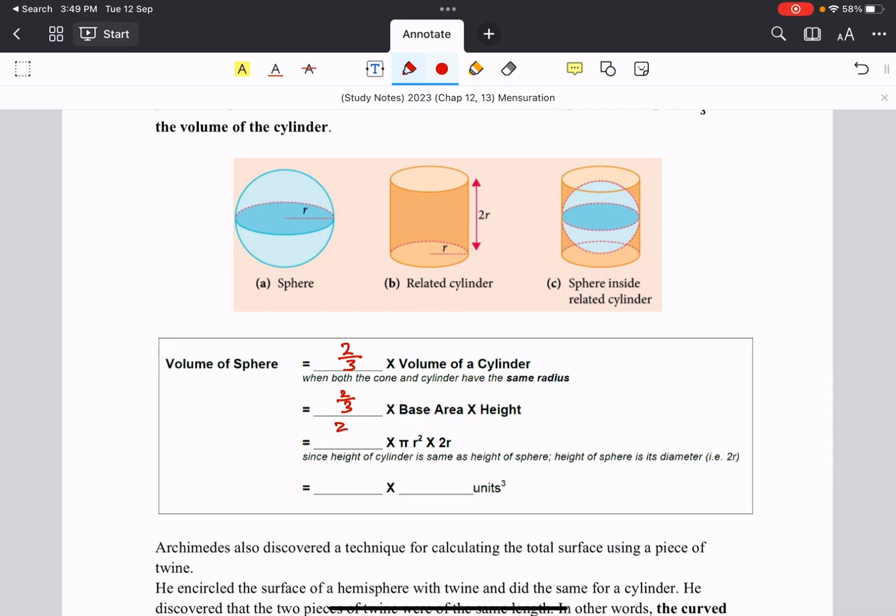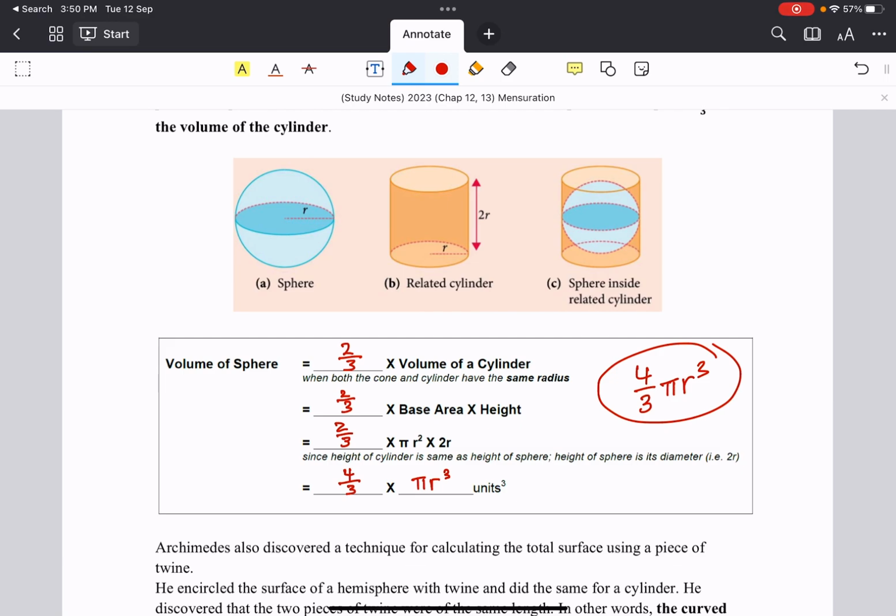So 2/3, and when we simplify them together, we get 4/3 times pi r cubed. So the volume is 4/3 pi r cubed. This is the volume of a sphere. There are also mathematical proofs for it, but they are beyond your curriculum and syllabus for now. It's something for your future.